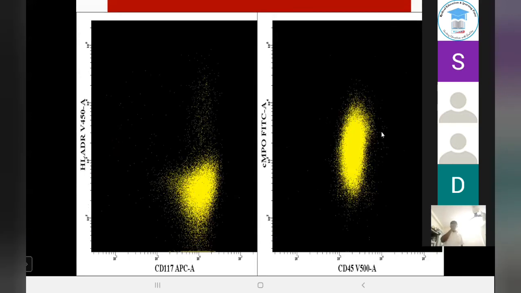Then interestingly, always remember that they are HLA-DR negative and they are CD117 positive. So the classical APML is CD34 and HLA-DR negative. So whenever you have an acute leukemia which is CD34 and HLA-DR negative, you should think about APML. All right. And MPO is so beautifully and clearly bright.